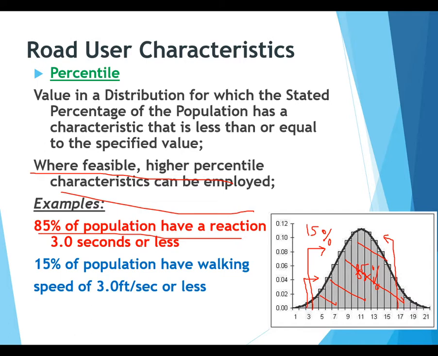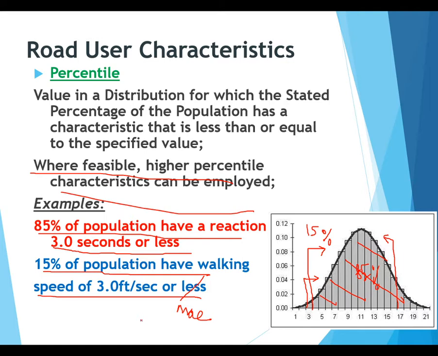85% of the population have a reaction time of 3.0 seconds or less. 15% of the population have a walking speed of 3 feet per second or less. Or we can put it this way, 85% of the population have a walking speed of 3 feet per second or more. And this is how we use the 15 and 85 together.